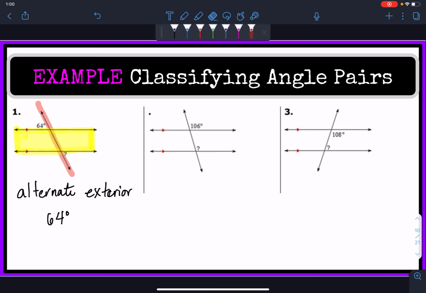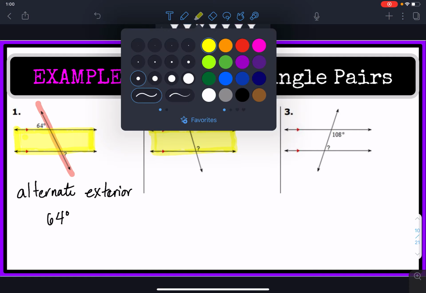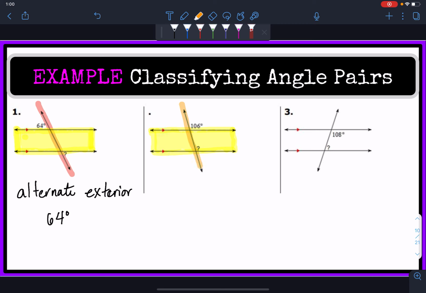Now let's look at the next one. Notice again where the inside is. The highlighted yellow is the inside and the other one is going to be on the outside. My transversal is here, and notice that my two angles are on the same side of the transversal, so they're not going to be alternating. They're both on the right side of my transversal, so not alternating angles. And because they're not next to each other, they're not going to be a linear pair. Seeing that one angle is on the outside and the other angle is on the inside, this is an example of corresponding.